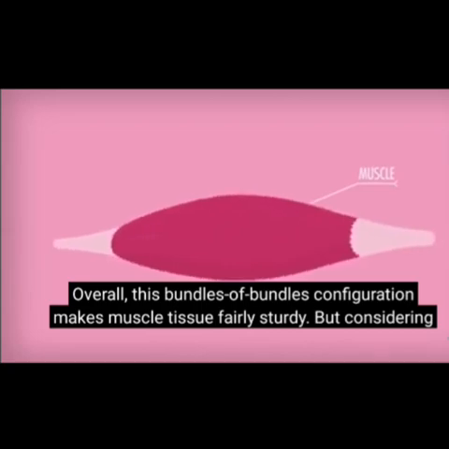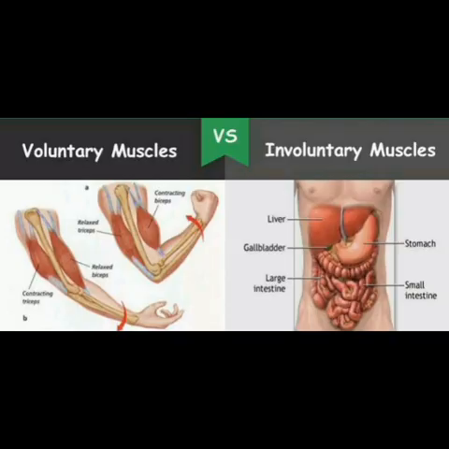Muscles can be of two types, voluntary muscles and involuntary muscles. Voluntary muscles move only when we want to, like the muscles of our arm. Whereas the muscles of pupil, urinary bladder or diaphragm on the lower side of lungs, they move on their own. These muscles are called involuntary muscles.